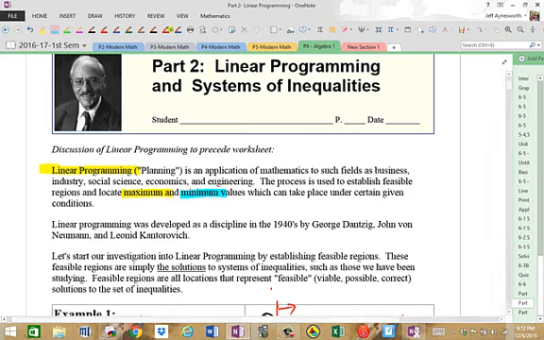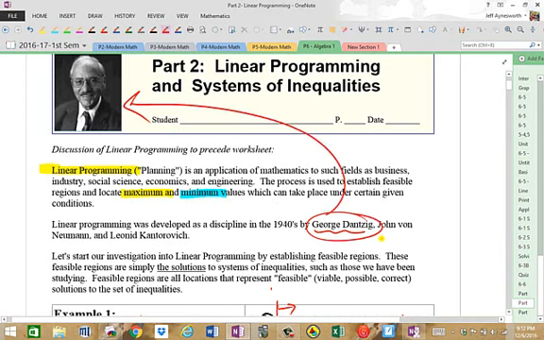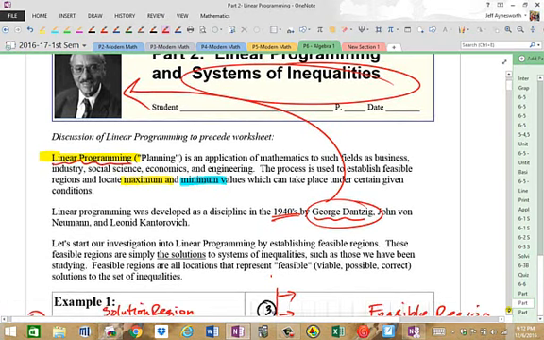And so George Dantzig, who is right here, he and a couple other guys, John von Neumann and Leonid Kantorovich, back in the 1940s, they developed a field called linear programming, which utilizes a system of inequalities to optimize a problem, or in other words, to solve a problem using what's called a system of inequalities, which you know how to graph.